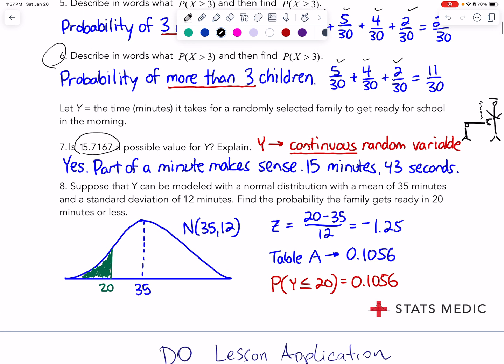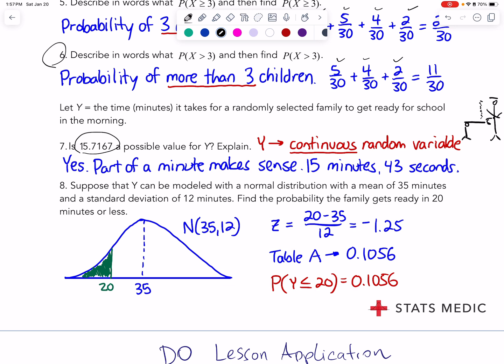All right, so this wants you to do it with a normal distribution, and this is showing you how to do it with a table. I'm going to remind you how to do it with the calculator as well. So this is asking you to do this with a mean of 35 minutes and a standard deviation of 12. So you can see my model is 35 is the mean and standard deviation is 12.